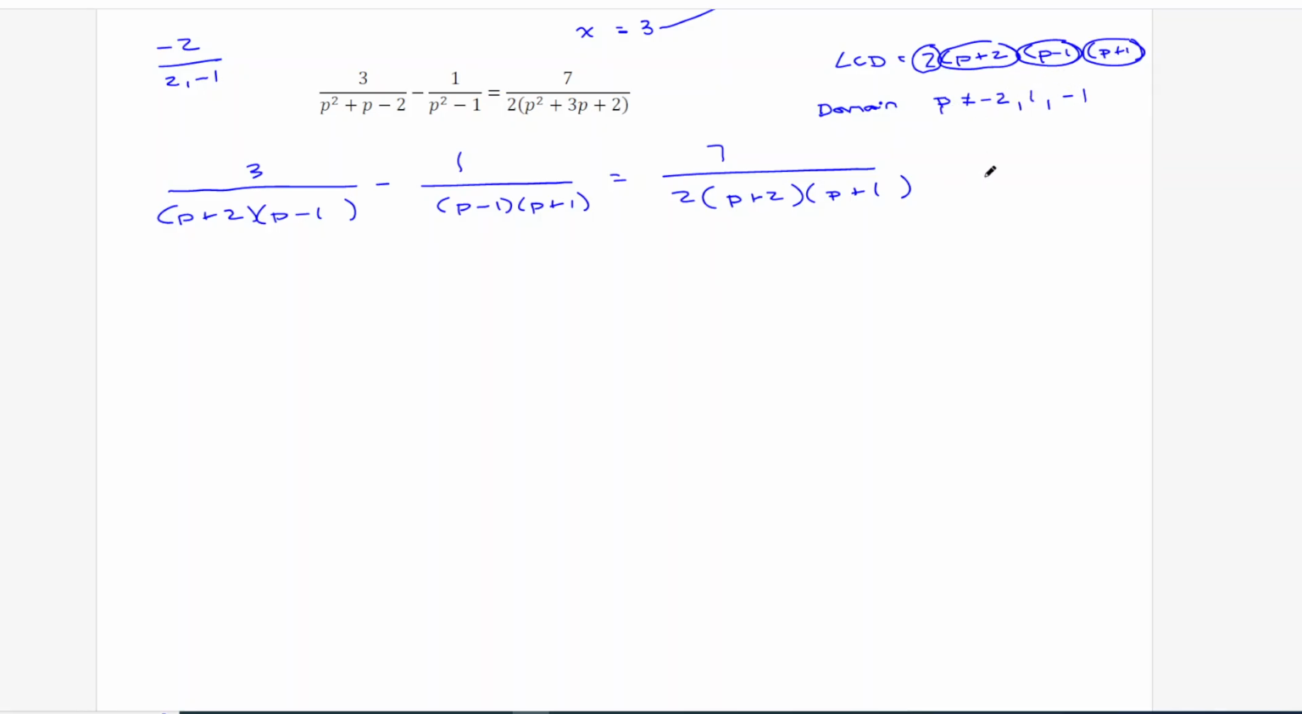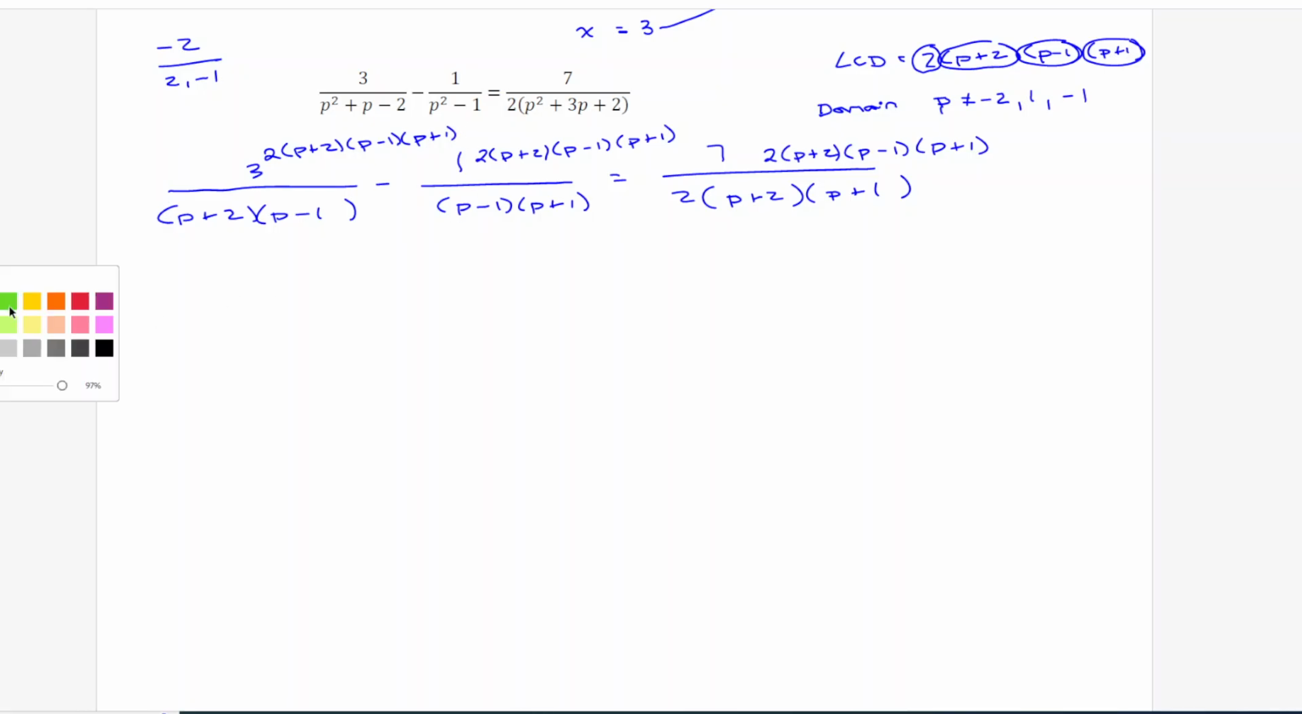Now to solve it, you're going to multiply every single term by that lowest common denominator. So a 2 and a p plus 2 and a p minus 1 and a p plus 1 to every single term. So with these ones, even though the denominators are kind of crazy, it will simplify, I promise. All right, and then we start destroying.